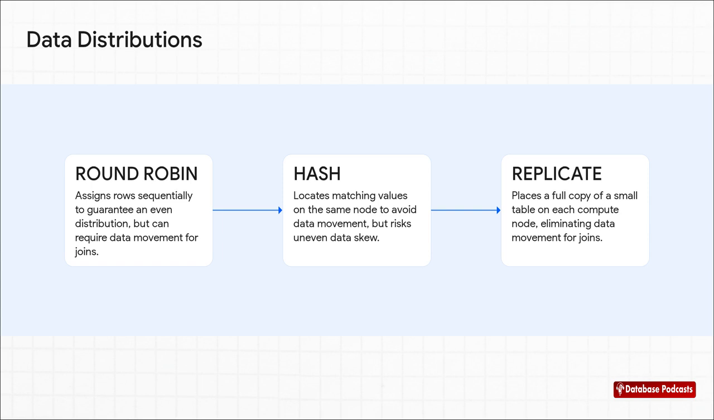The catch? You can get data skew, where one node gets way more data than the others. And finally, you have replicate. For your smaller tables, this is awesome. It just puts a full copy on every single node, which means zero data movement for joins. Super fast, but obviously it only works for small tables.